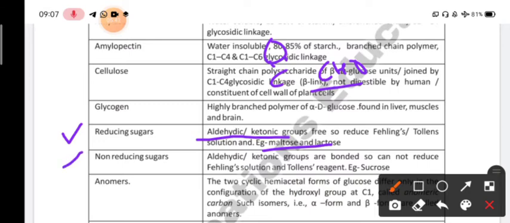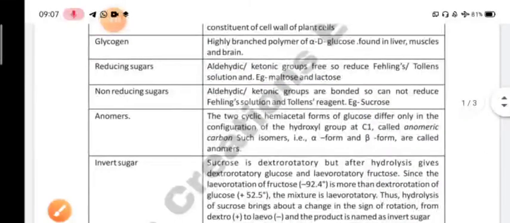But in the case of non-reducing sugars, the aldehydic and ketonic groups, that is the CO and CHO groups, are not free. So that is why they cannot reduce the Fehling solution. So they are called non-reducing sugars. Non-reducing sugar is sucrose. Okay. And the next topic is anomer.